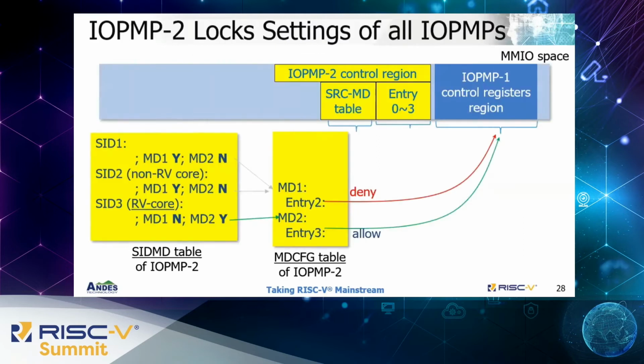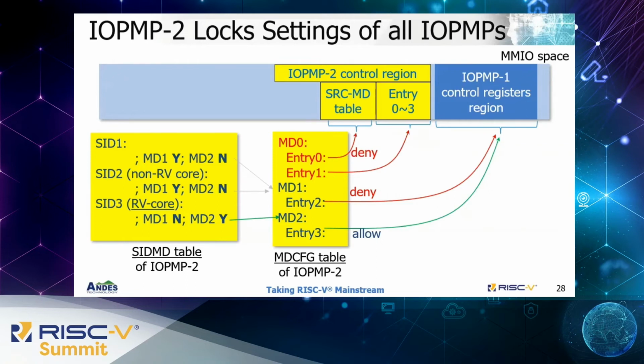This figure demonstrates the steps. Firstly, we need to prepare MD0 with 2 entries. One is to deny the region of controlling the SRC table. The other is to deny the region of the first 4 entries. The 4 entries should belong to the memory domain 0, 1, 2 respectively.